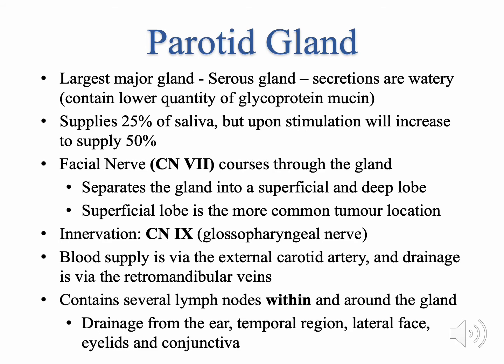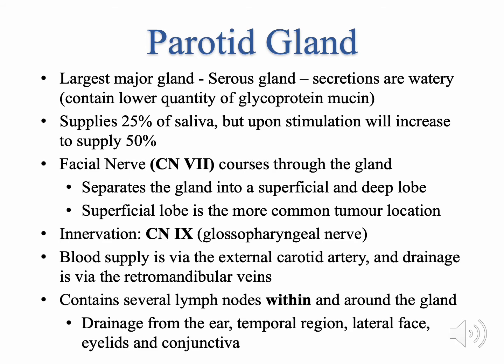The gland itself is innervated by the glossopharyngeal nerve, cranial nerve 9. Its blood supply is via the external carotid artery, and it's drained via the retromandibular veins. The parotid gland may also contain several lymph nodes, and this number can vary from 1 or 2 up to roughly 24 lymph nodes within the gland itself.